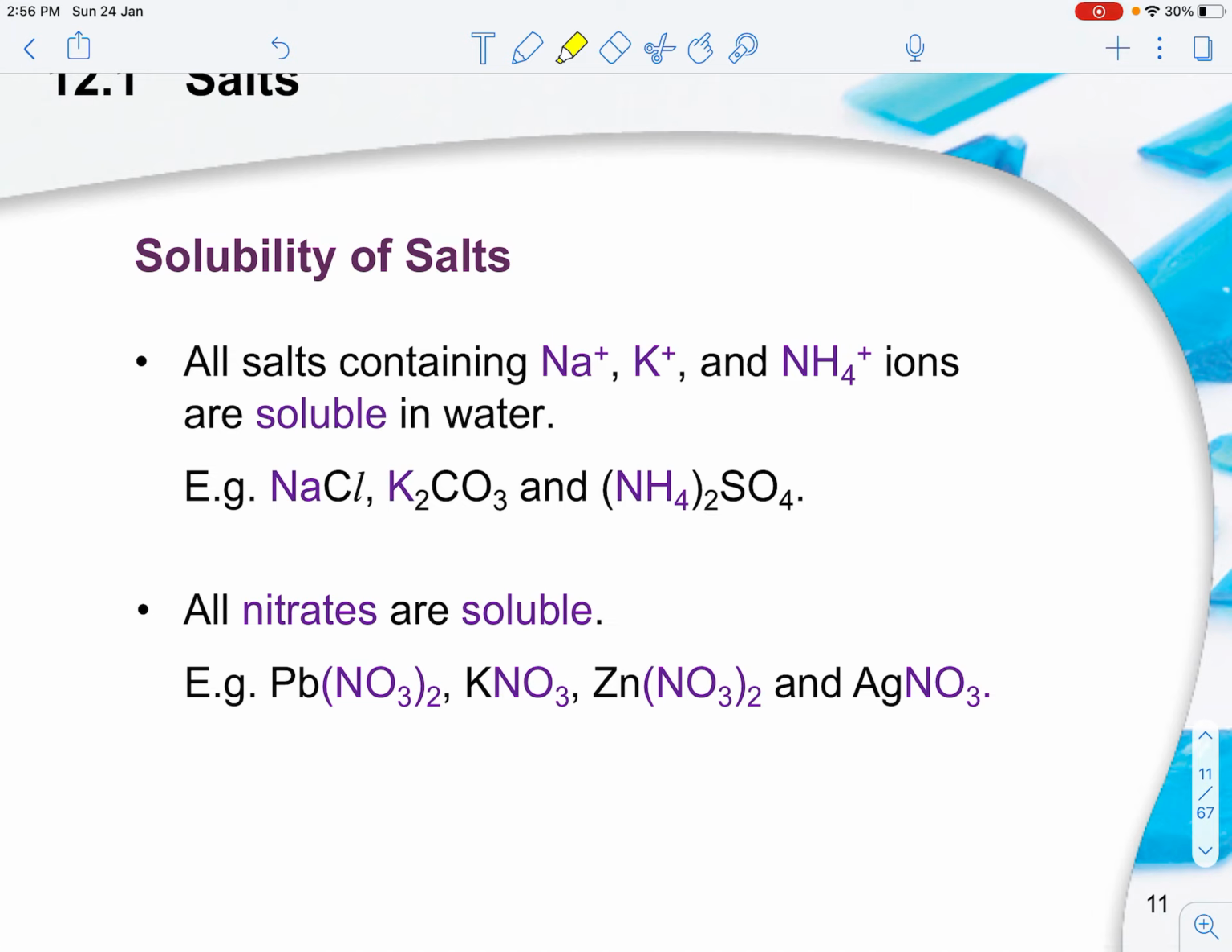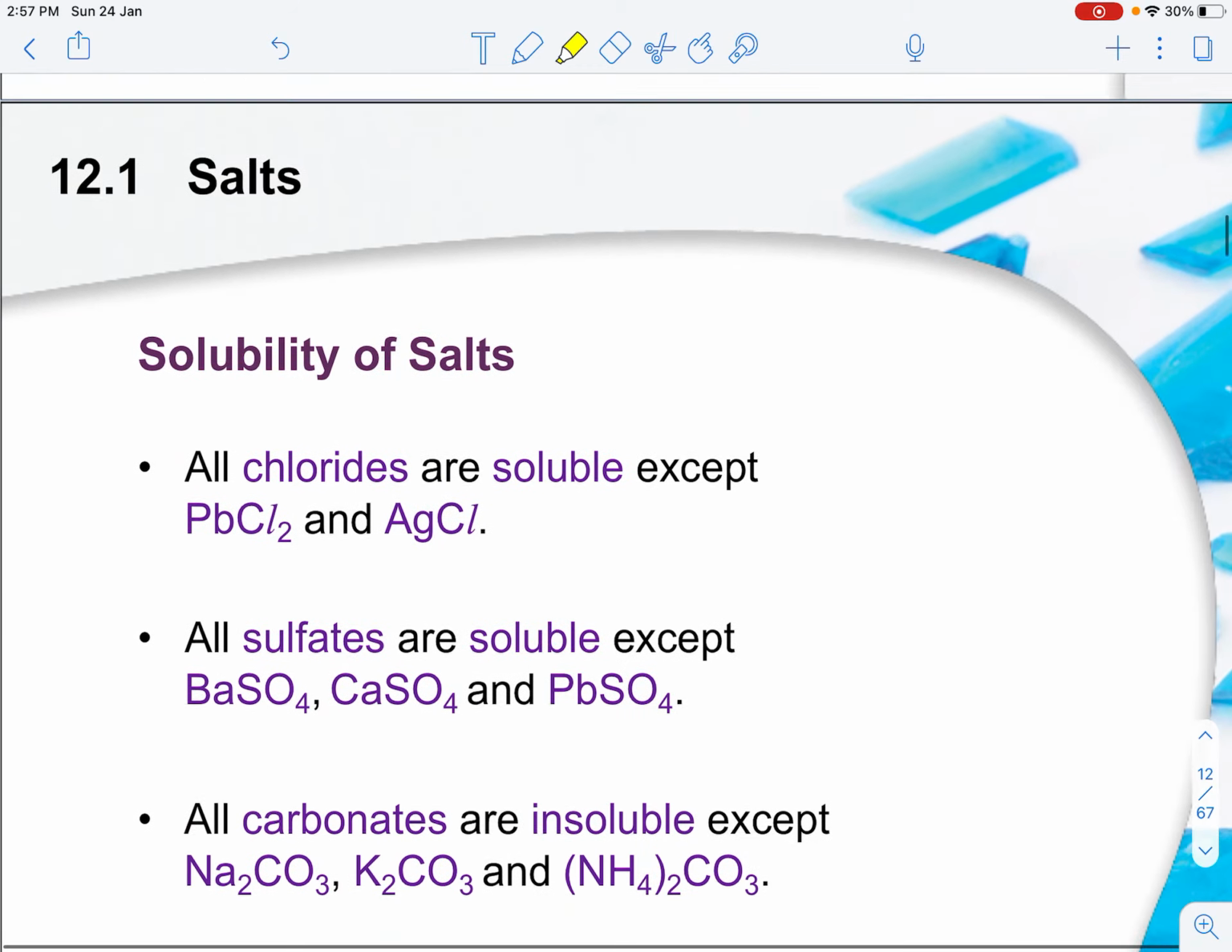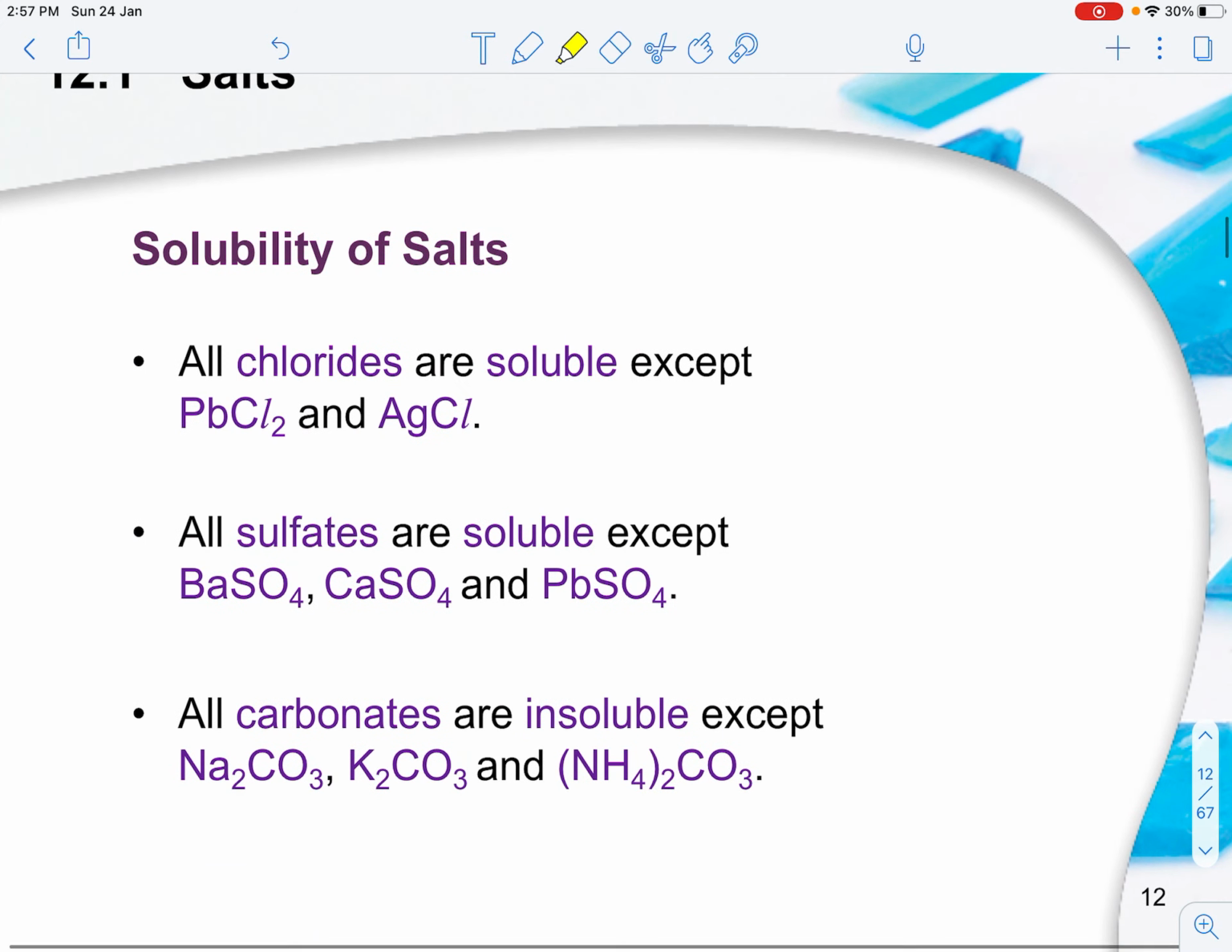Now, salts have various types of solubility. All salts containing sodium, potassium, and of course ammonium ions, they tend to be very soluble in water. This is something that you have to memorize. And because they are soluble in water, we say that these are soluble salts. And then another one is your nitrates. Your nitrates usually end with NO3. So these are examples of soluble salts.